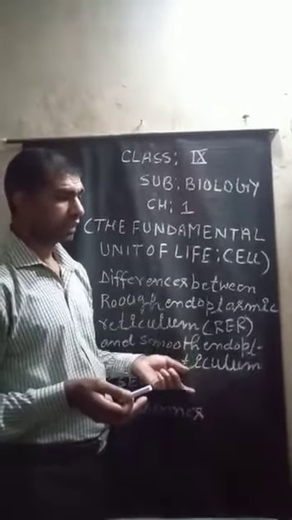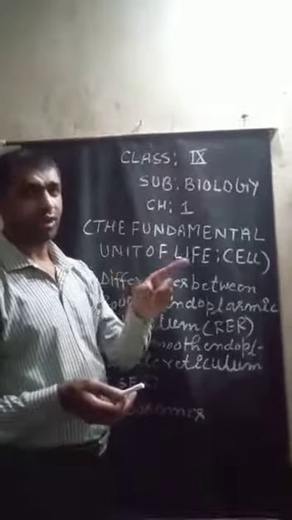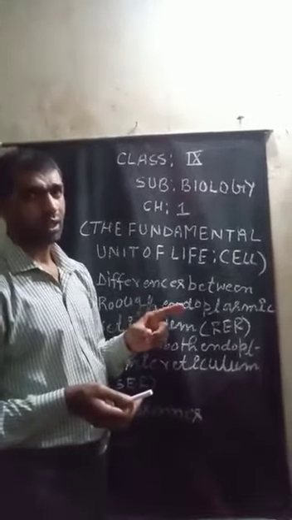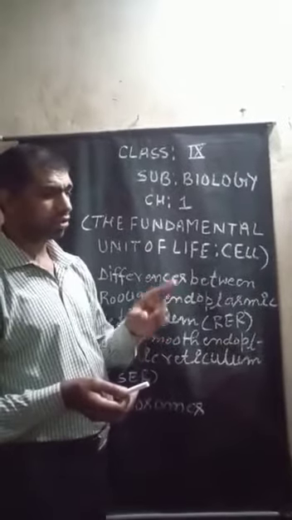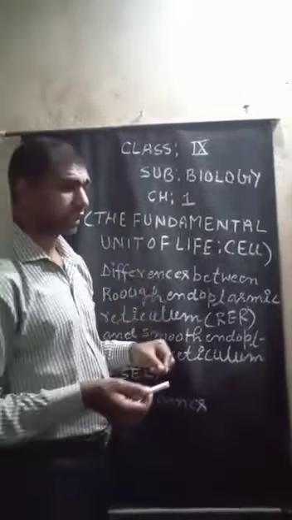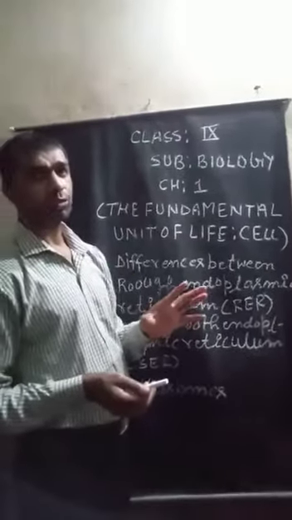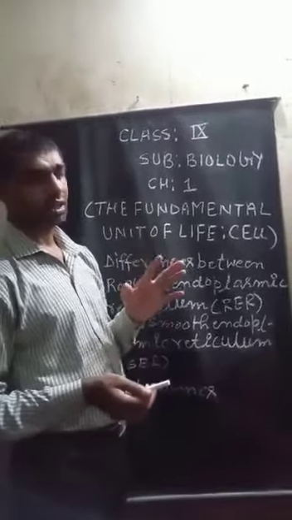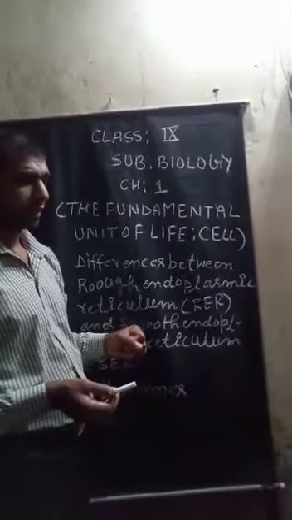Next point, in rough endoplasmic reticulum, ribosomes are attached to its outer surface. But in smooth endoplasmic reticulum, ribosomes are not present. Ribosomes are absent in the smooth endoplasmic reticulum.